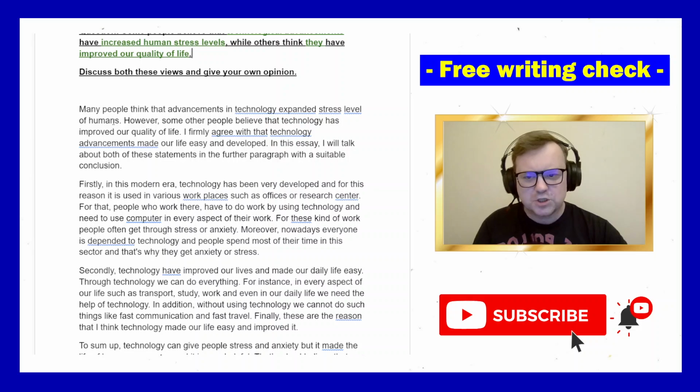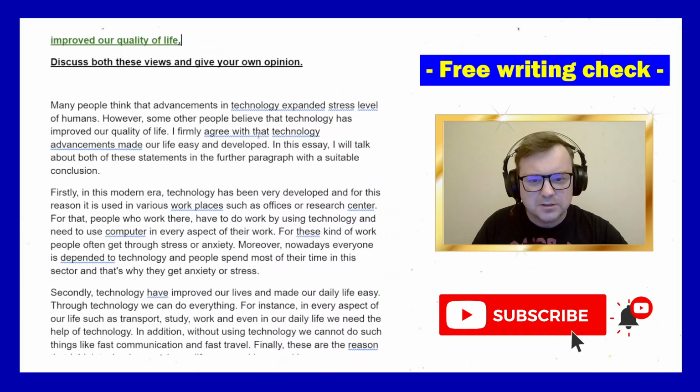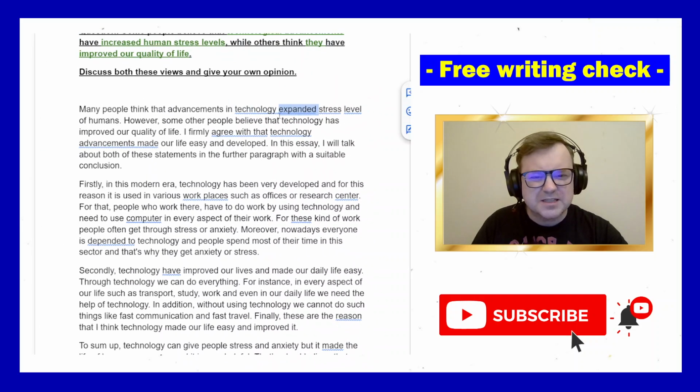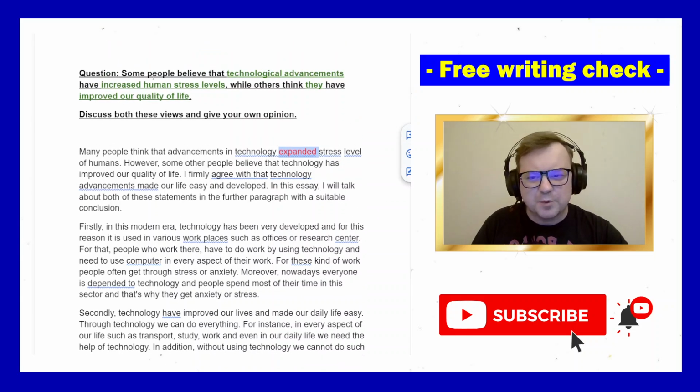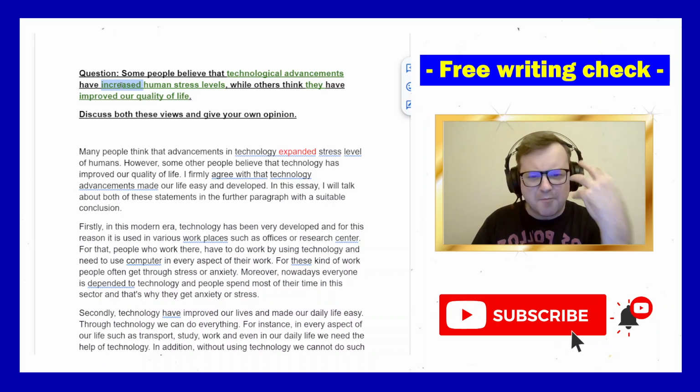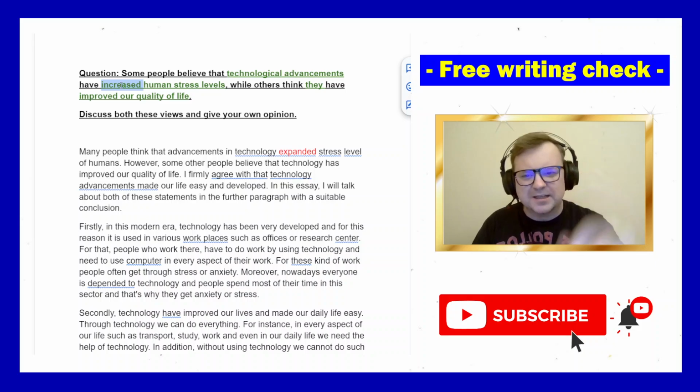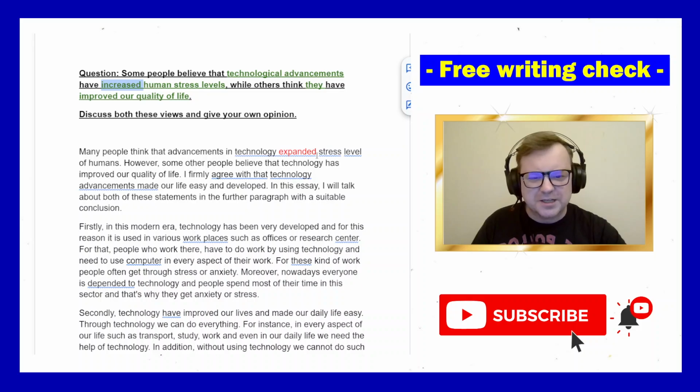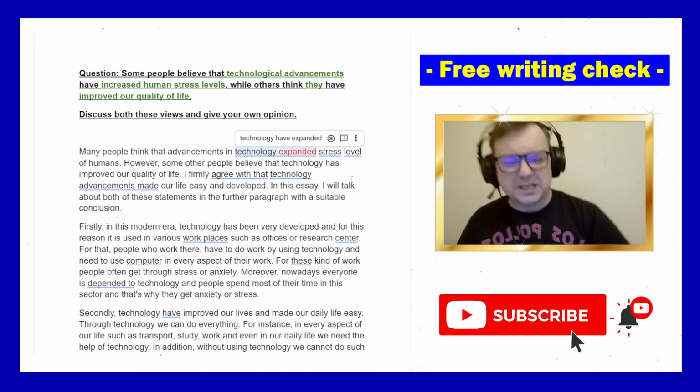So, first of all, let's check the introduction. Many people think that advancements in technology expanded. I don't know why past simple here, and also expanded is the wrong word. You can't expand stress levels. So this is a clear example where the student thinks, okay, I must paraphrase, dogmatically saying, I must paraphrase the question. Exactly. And they've thought that increased and expanded is the same. They've used expanded because they didn't want to repeat increased, but they don't know how to use expanded correctly, unfortunately. We don't expand stress levels.